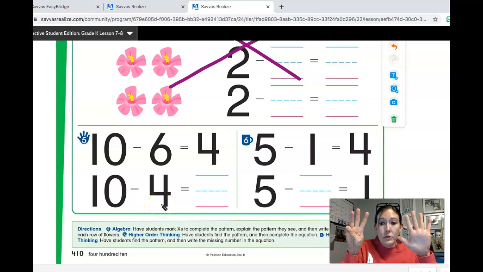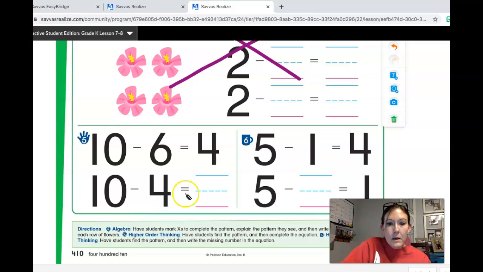1, 2, 3, 4. How many fingers do you have left up? 1, 2, 3, 4, 5, 6. Oh, look at this. In these two equations, the 6's and the 4's have traded places. So if we know that 10 minus 6 equals 4, we also know that 10 minus 4 equals 6. Let's try another one.